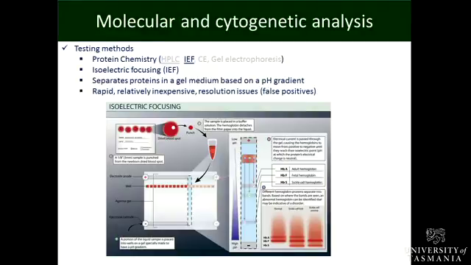The other method is IEF, or isoelectric focusing. Isoelectric focusing is a little different. This is based on the isoelectric point. So your proteins will migrate along a pH gradient, and then once they reach their isoelectric point, they'll stop. So you guys remember your isoelectric point chemistry stuff?